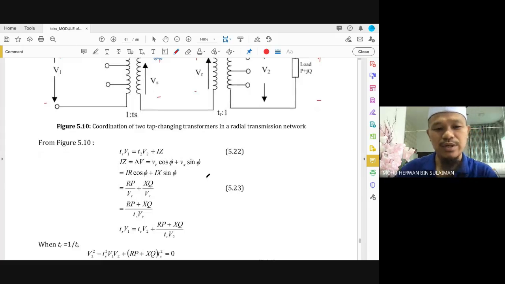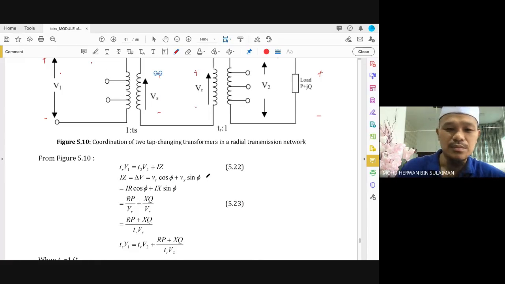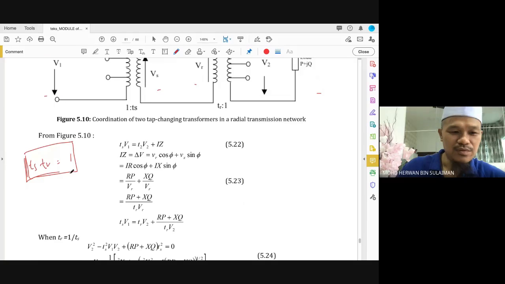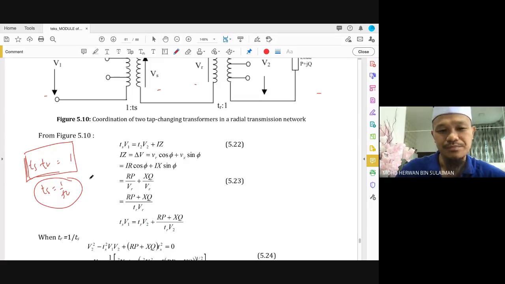Normally we know that for the transformer, the ratio Ts times Tr must equal 1. You need to remember this. So when we have this value, we can say that Ts equals 1 over Tr. That's why, if we want to find one of them, Ts or Tr, we use this equation.